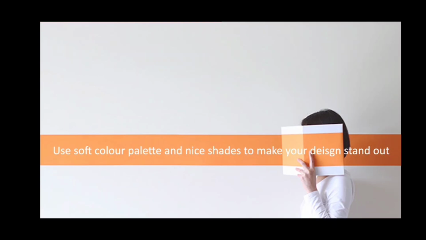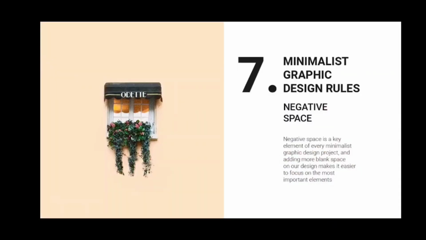Now, the seventh rule of minimalistic graphic design is negative space. Negative space is a key element of every minimalistic graphic design project, and adding more blank space on our design makes it easier to focus on the most important elements. As we already discussed negative space before, I think it's much easier to understand that we are basically talking about adding more background in your image. It's definitely recommendable if you're using a lot of negative space in your minimalistic design.